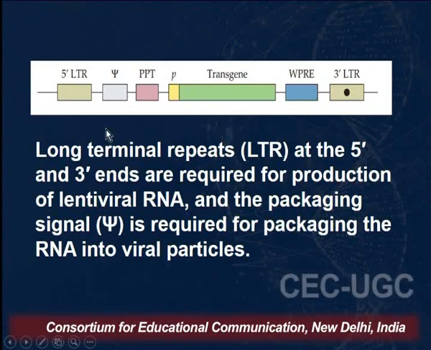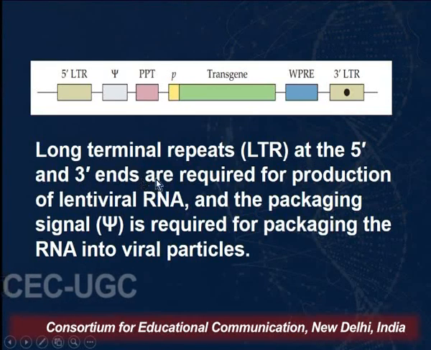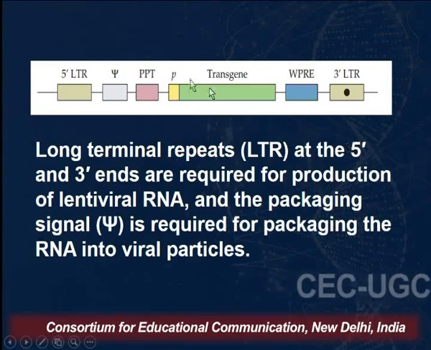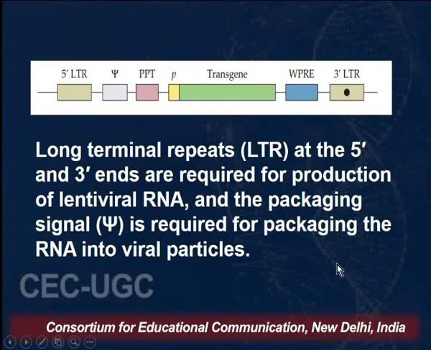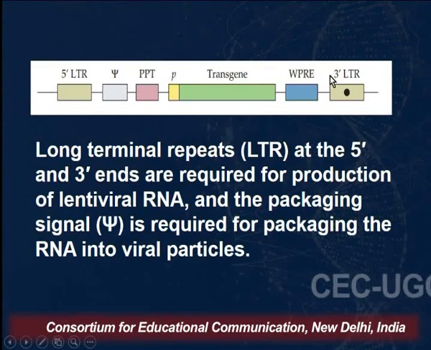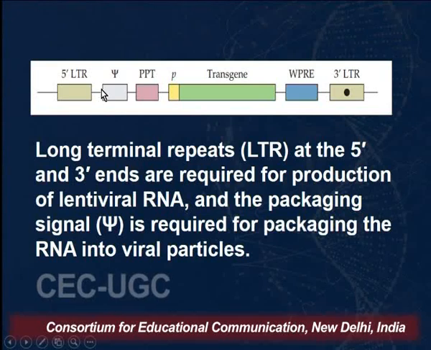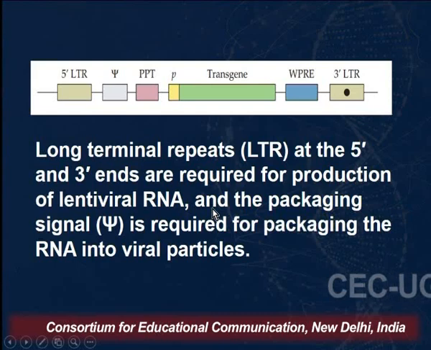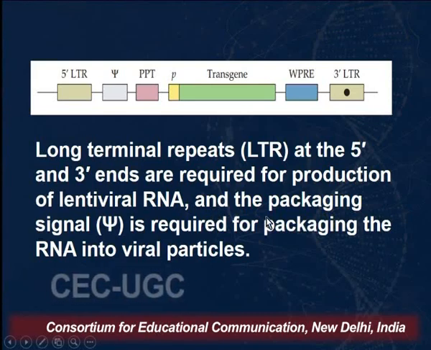It contains these long terminal repeats at the two ends. These long terminal repeats at the 5' and 3' ends are required for the production of the lentiviral RNA, and the packaging signal, this encapsulation signal, is required for packaging the RNA into viral particles. You can see it is not carrying any packaging proteins, but it is carrying the packaging signal. The packaging proteins will be as usual provided by the packaging cell line or by the helper viruses. But it does contain the packaging signal.